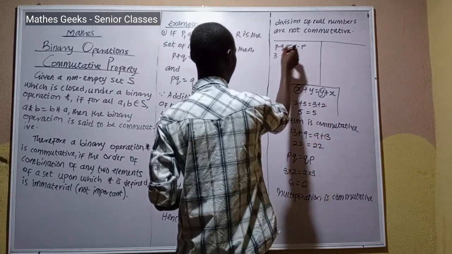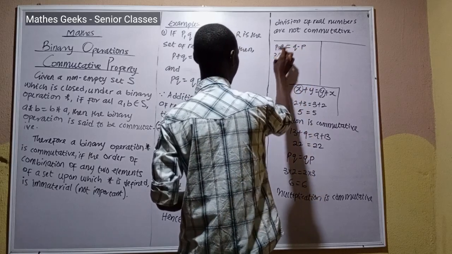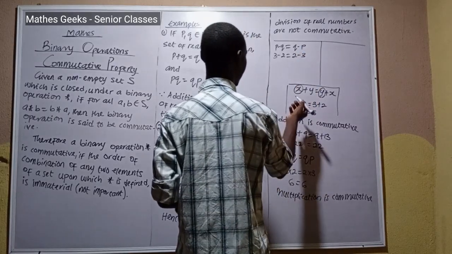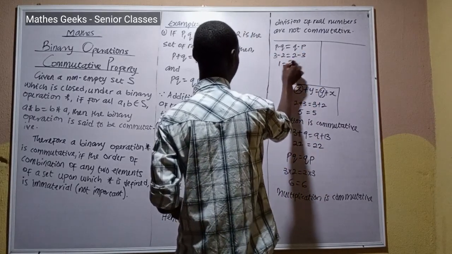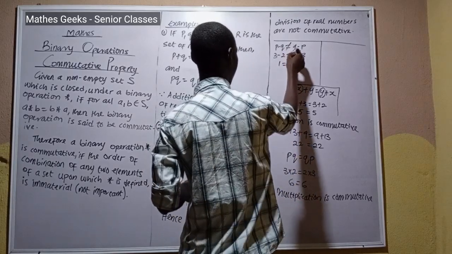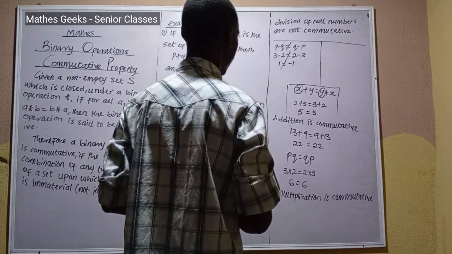Okay, so 3 minus 2, and then here, P is 3, Q is 2. So Q, 2 minus 2. Are they going to be the same? 3 minus 2 is 1. 2 minus 3 is equal to minus 1. Are they equal? No. So this implies that P minus Q is not equal to Q minus P.